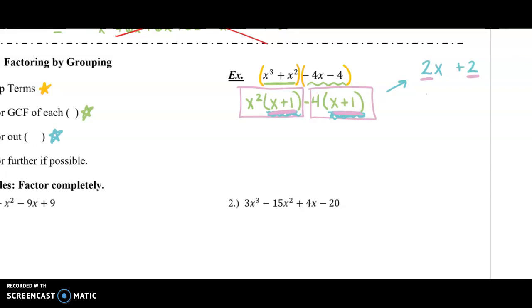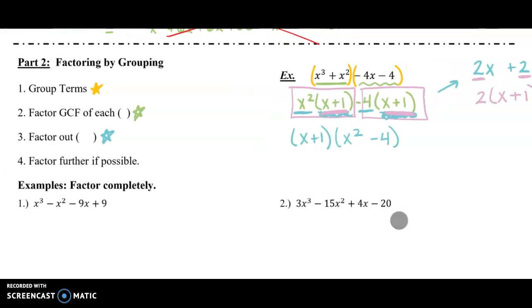In this case over here, I would take a 2 out. I would be left with what's there, x plus 1. In this case, if I take the x plus 1 out, I would be left with x squared minus 4. And I think that's the hardest part to wrap your mind around when we're doing these problems. These are 2 terms, and they both have x plus 1 being multiplied in them that I can factor out. If I factor out the x plus 1, I would be left with x squared minus 4.